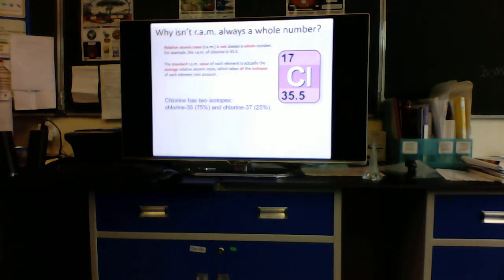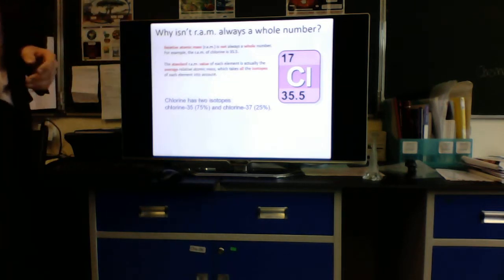This is what it comes out in nature. So when you find chlorine, 25% of the atoms of chlorine in nature are chlorine 37, 75% of them are chlorine 35.